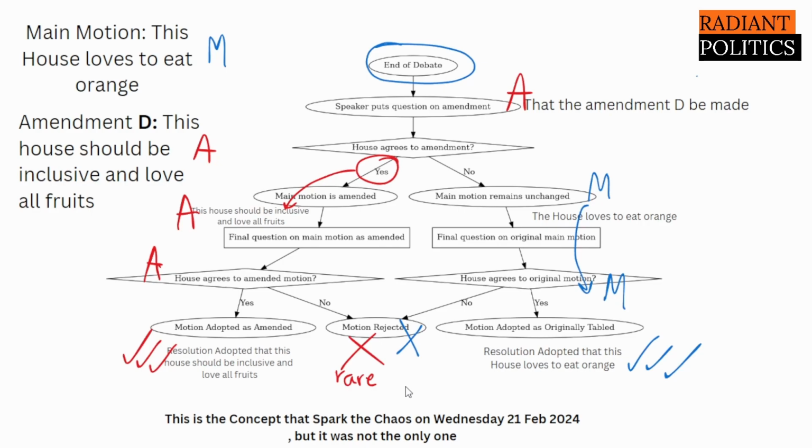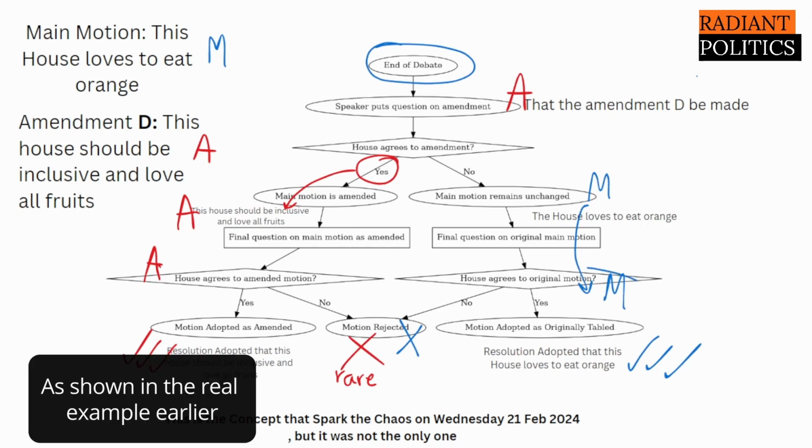However, usually if it is the government motion, it always ends in the resolution being adopted as original, given that the amendment is tabled by someone else and not the government itself.